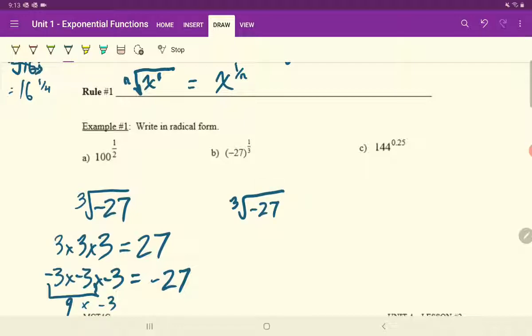Now, it also applies for all the odd roots. For any odd root, you can take roots of negative numbers. For any of the evens, you cannot. So that's important to understand going forward before we start all of these questions. So remember that.